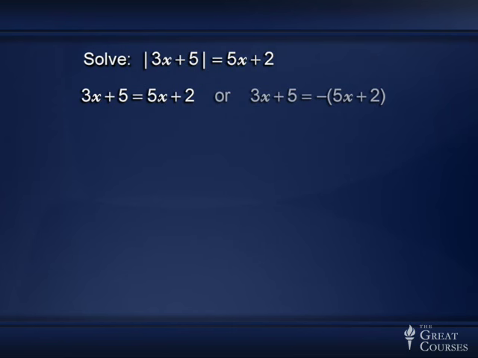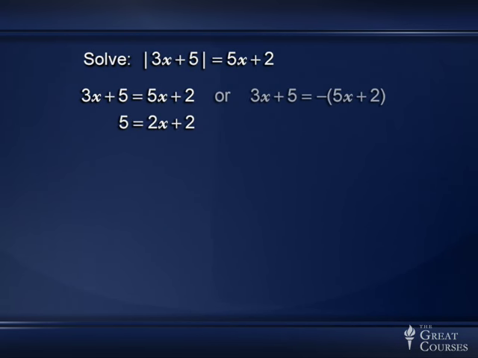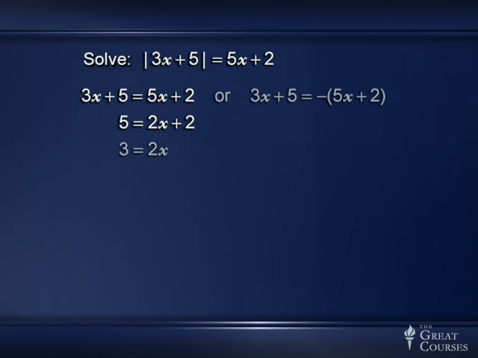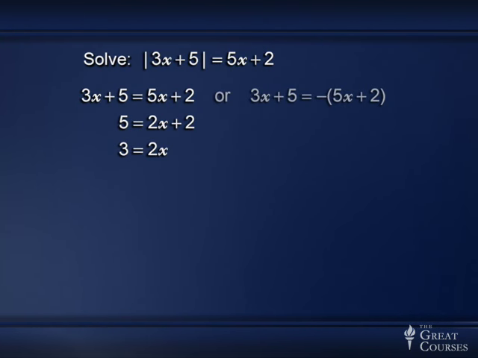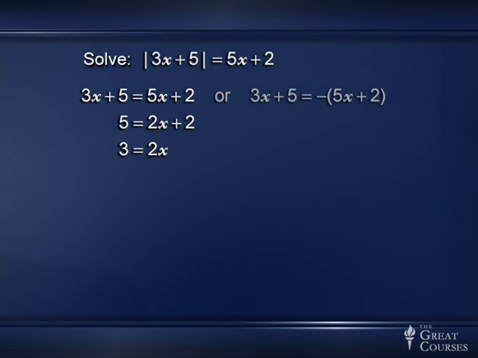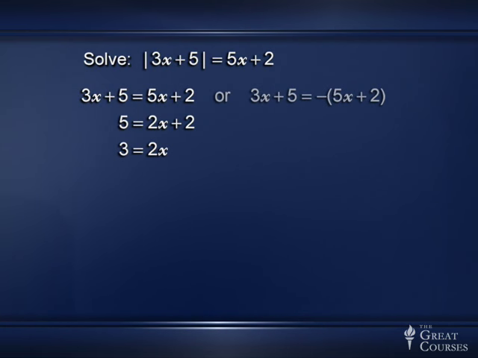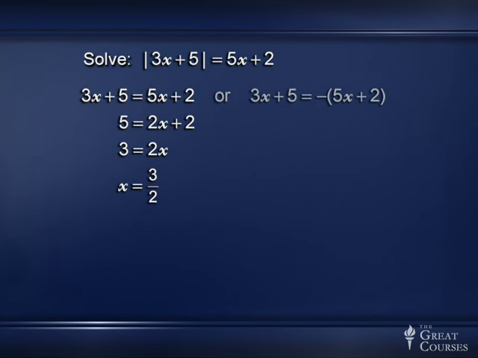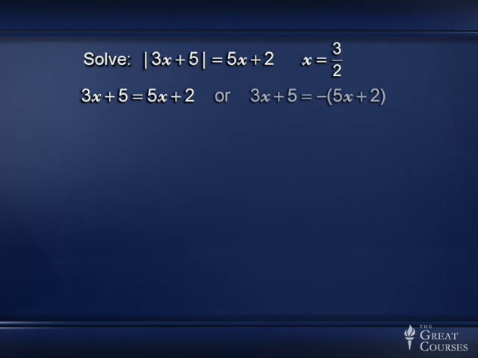Let's do these separately now. 3x plus 5 equals 5x plus 2. If I subtract 3x from both sides, I get 5 equals 2x plus 2. Subtracting 2 from both sides now gives me 3 equals 2x. Now you might be saying, wait a minute, your x is on the right-hand side. Remember in a previous lesson I talked about how the x's could be on one side, the numbers could be on the other. It doesn't matter which is which. So 3 equals 2x, no problem. Now divide by 2 on both sides, and you'll basically have x equals 3 halves. That's one possible solution.